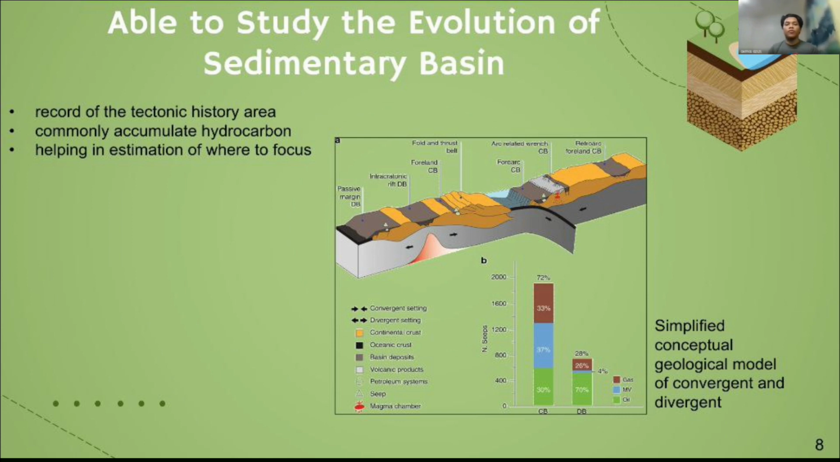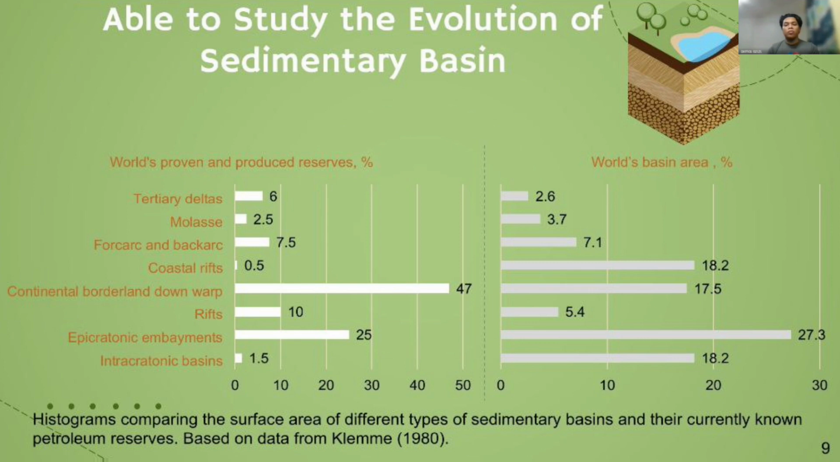The first point of the relationship between petroleum geologists and petroleum engineers is being able to study the evolution of sedimentary basins. Petroleum geologists help the petroleum engineers in studying the records of the tectonic area, helping in the estimation of where to focus and where hydrocarbons commonly accumulate. The figure shown is the simplified conceptual geological model of convergence and divergence. Diagrams show the world's proven and projected reserves and also the world's basin areas.